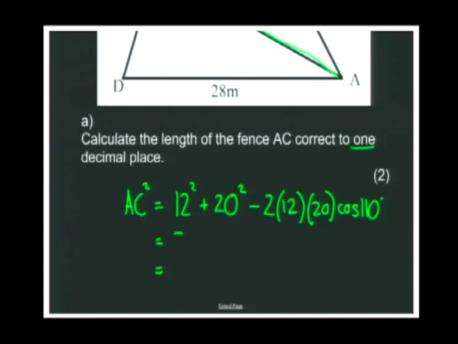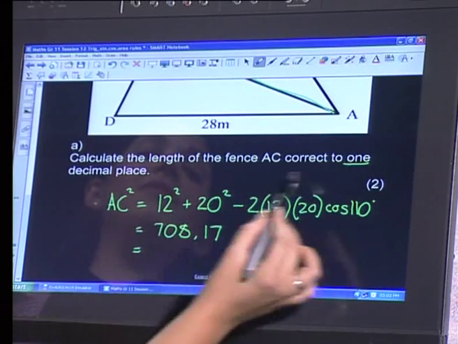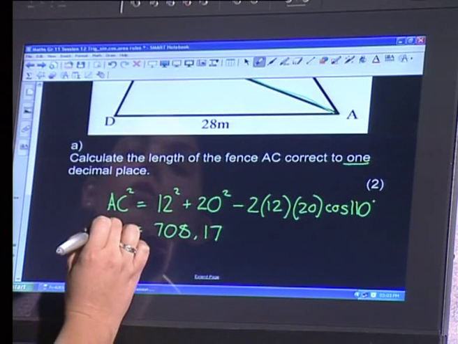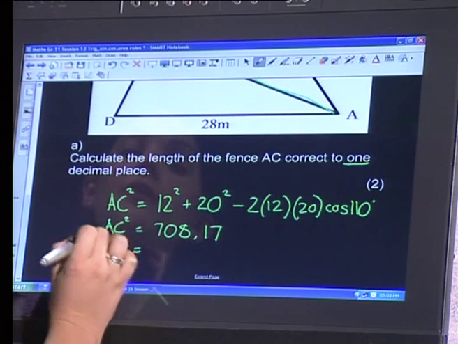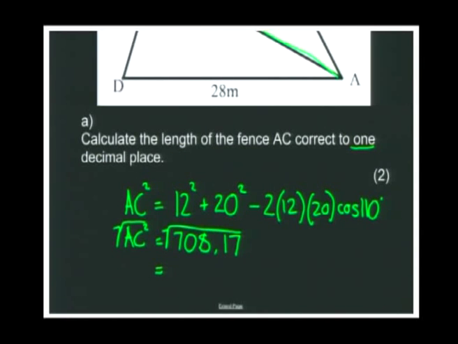Now the answer is, of course, 708,17. And some of you might be thinking 2 decimal places. The question said correct to 1 decimal place. Remember that that's our answer. We're not finished because that was AC squared. And of course, to get AC, we need to now square root both sides.